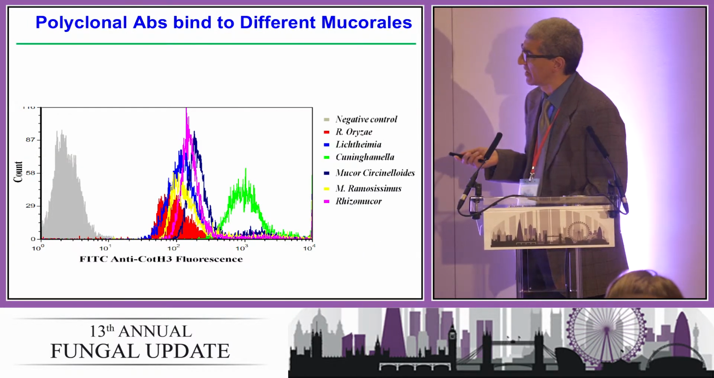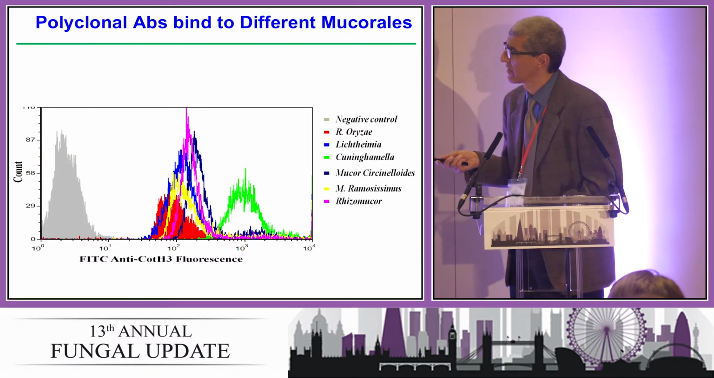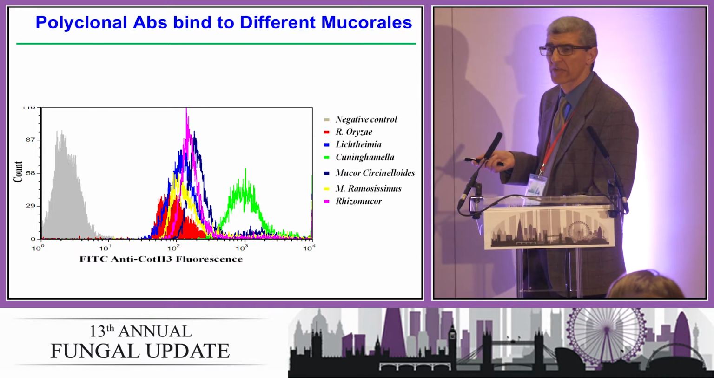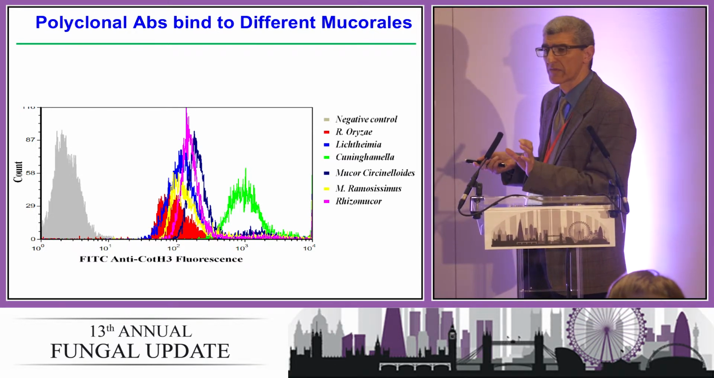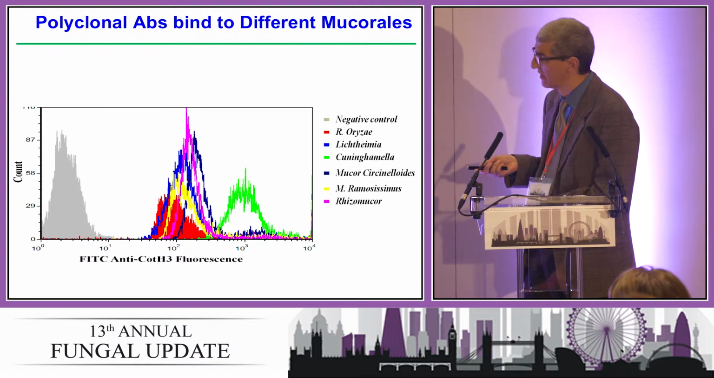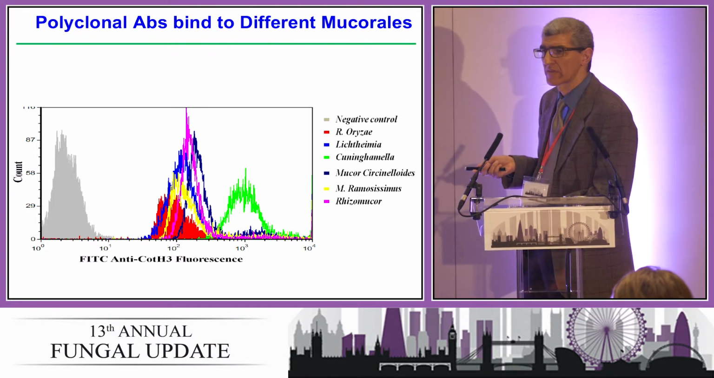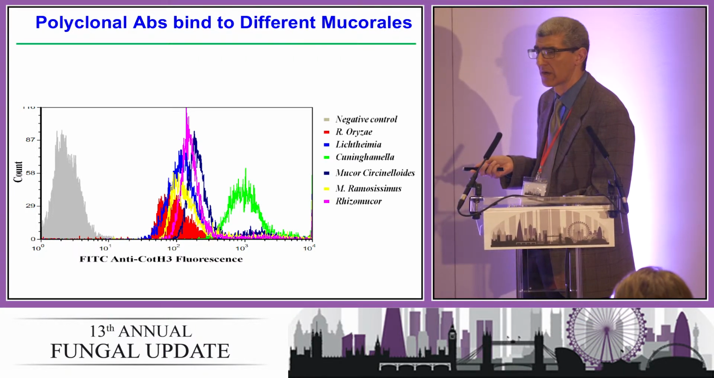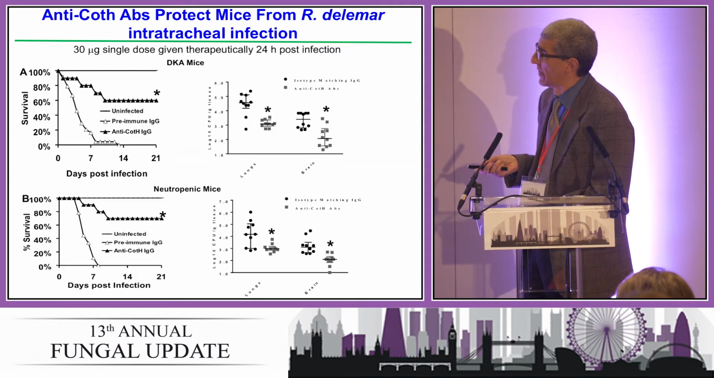And this is not only against Rhizopus, but they also recognize other Mucorales, as you would expect. This peptide was also common among all Mucorales, with approximately 70 to 78% amino acid identity. So all of them contain COT-H.